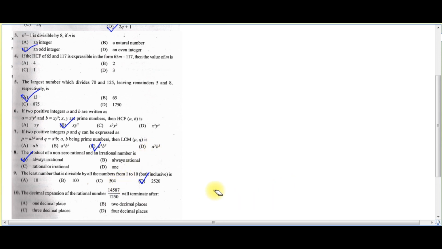And guys, this is the last question. The decimal expansion of a rational number will terminate after how many places? Here the denominator is a 4-digit number and the other is a 5-digit number, so we can easily say 4 decimal places.